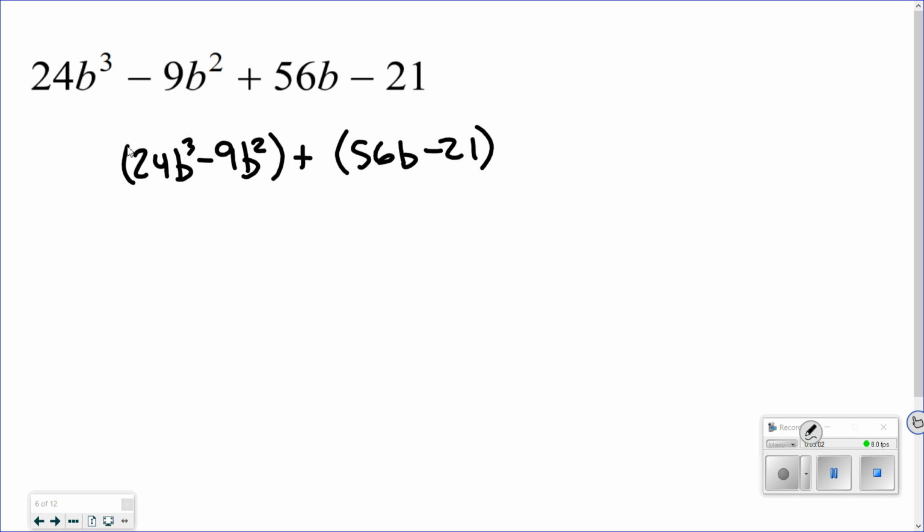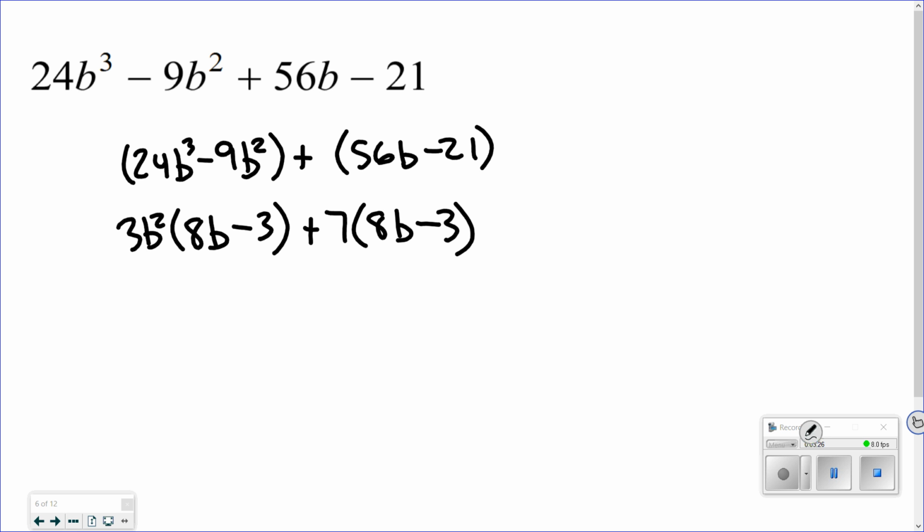That'd be 3b squared. 24 divided by 3 is 8. I took out 2 of the b's. 9 divided by 3 is 3. I took out 2 of the b's. Okay, 56b minus 21, so look for your common factor. That would be 7. 56 divided by 7, 21 divided by 7. When you get to here, if this is going to work, the parentheses have to be the same every time.